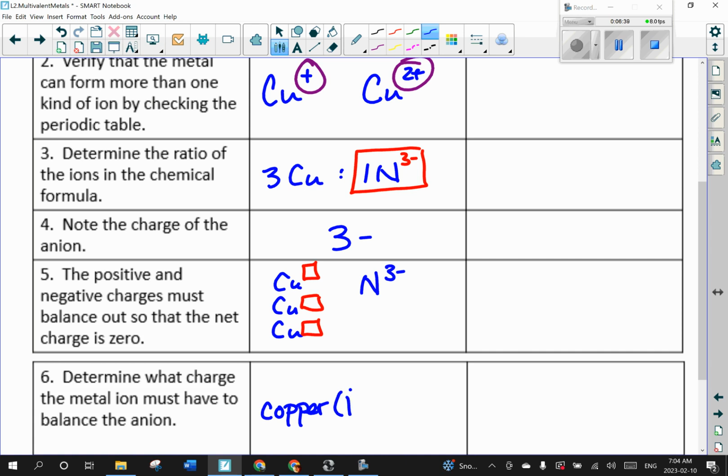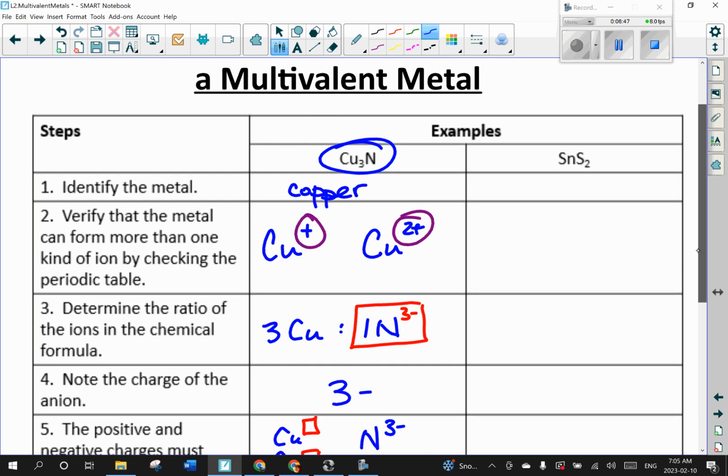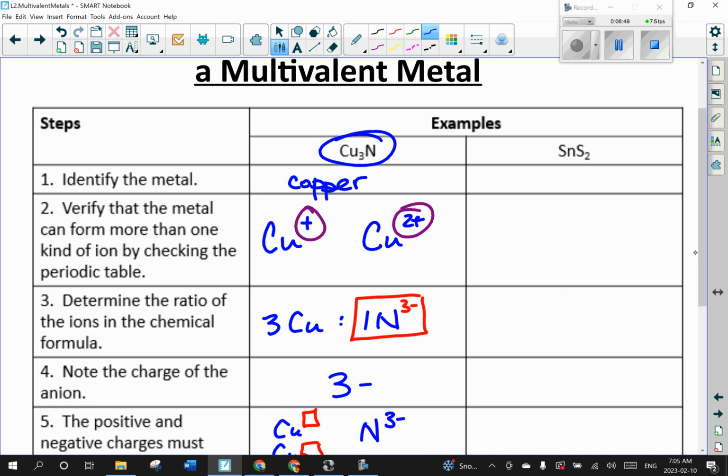Copper 1, you have to say it's the 1 charge, nitride. So hit pause and, if you want to, try this one on your own.